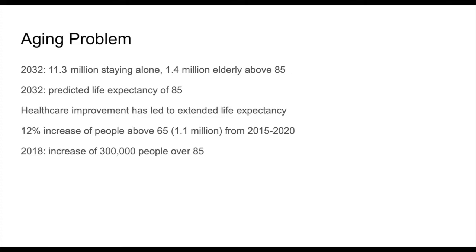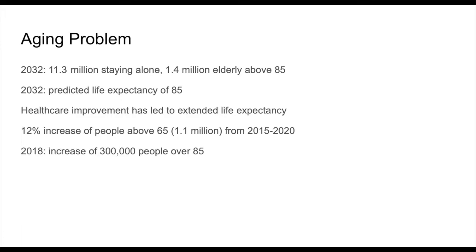Till 2032, there might be 11.3 million elderly staying at home alone, 1.4 million elderly above 85 in the UK, and the predicted life expectancy will be 85.4. From 2015 to 2020, there was a 12% increase of people above 65, which is 1.1 million. And the healthcare improvement has led to extension of the life expectancy.